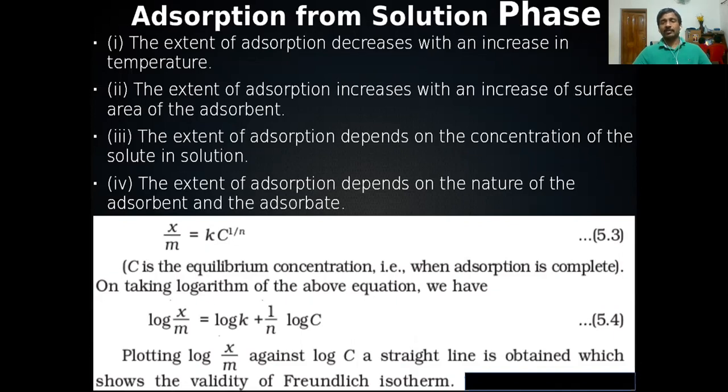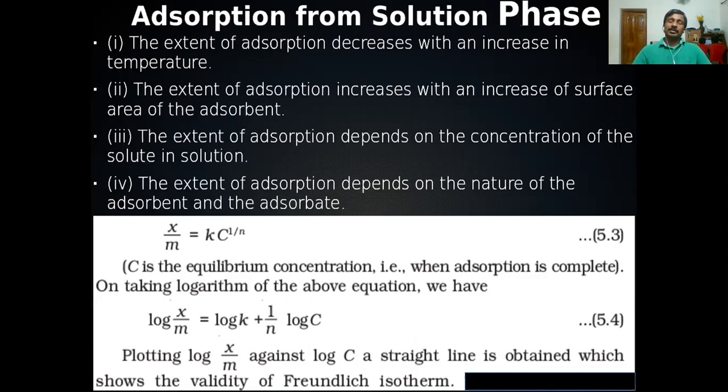The extent of adsorption increases with an increase of surface area of the adsorbent. If the area is more, more particles can be adsorbed. If it is only a very small space, only that many particles can be adsorbed. The extent of adsorption depends on the concentration of the solute in solution. As the concentration increases, chances for adsorption are also more. The extent of adsorption depends on the nature of the adsorbent and the adsorbate.